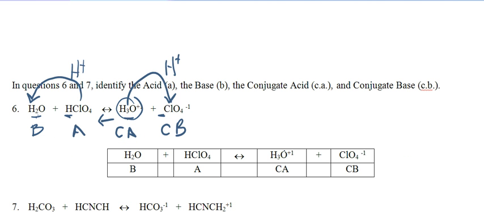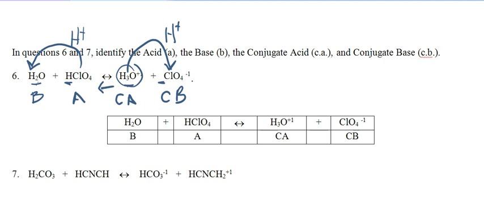Alright, let's look at the next one here. We have carbonic acid, H2CO3. We have 2 hydrogens here, where we only have 1. Here I have hydrogen in front and hydrogen in the back. But what I want you to realize is the before and after.